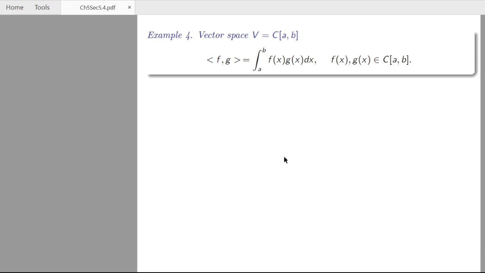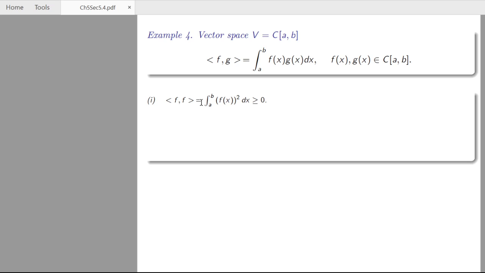Example 4. In this case, the vector space is the set of all continuous functions on the interval from a to b. We define the operation between two continuous functions on [a, b] by this integral. Now, let's take a look at whether or not this operation satisfies the three requirements for the inner product.